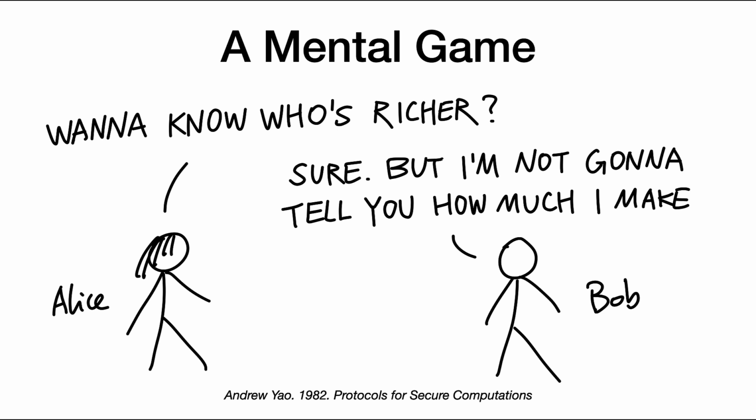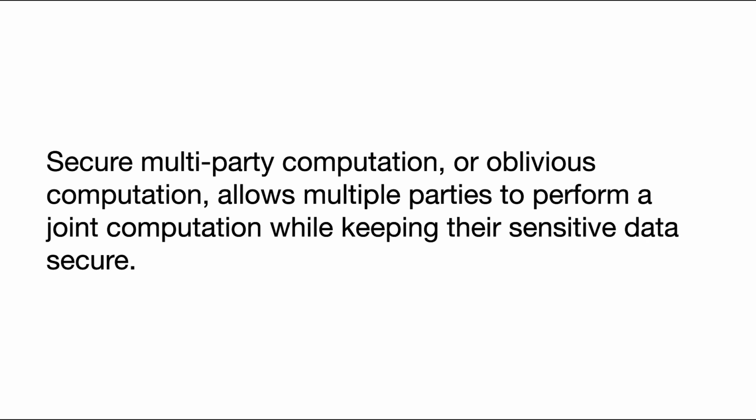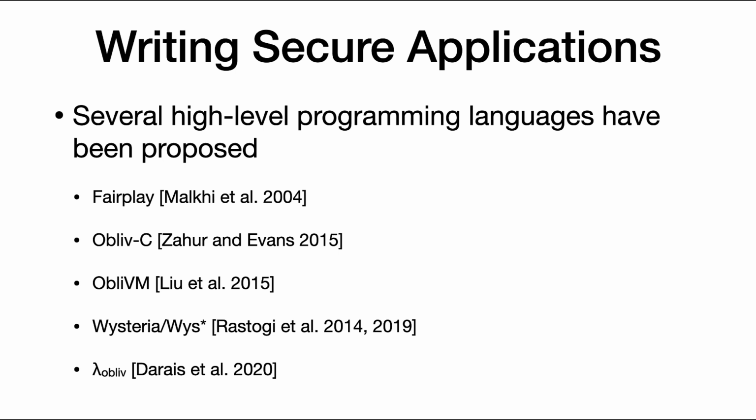This is an important problem in cryptography as it formally introduces secure multi-party computation, or in this talk, oblivious computation, that allows multiple parties to jointly compute something without leaking their sensitive data. This is useful in, for example, secure auctions, voting, and privacy-preserving machine learning. While cryptographic solutions exist, directly using those techniques can be quite challenging, especially for non-experts. So with recent efforts in the PL community, we can write such applications in a high-level programming language.